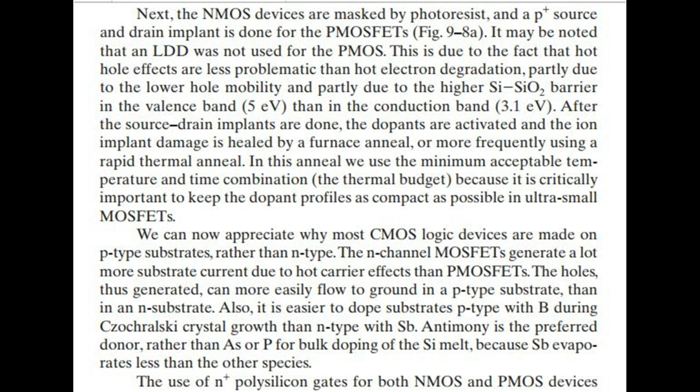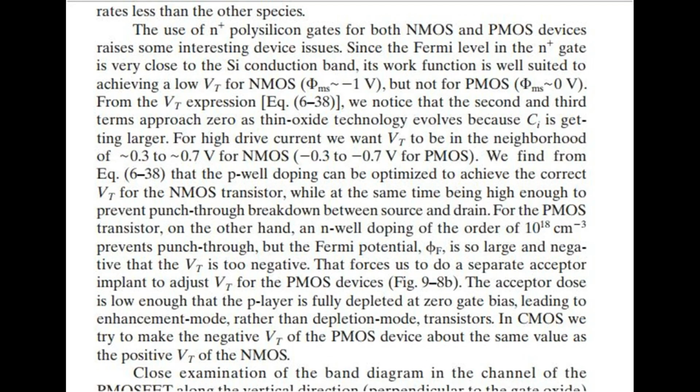We can now appreciate why most CMOS logic devices are made on P-type substrates, rather than N-type. The N-channel MOSFETs generate a lot more substrate current due to hot carrier effects than PMOS FETs. The holes, thus generated, can more easily flow to ground in a P-type substrate than in an N substrate. Also, it is easier to dope substrates P-type with B during Czochralski crystal growth than N-type with antimony. Antimony is the preferred donor, rather than arsenic or phosphorus, for bulk doping of the silicon melt, because antimony evaporates less than the other species.